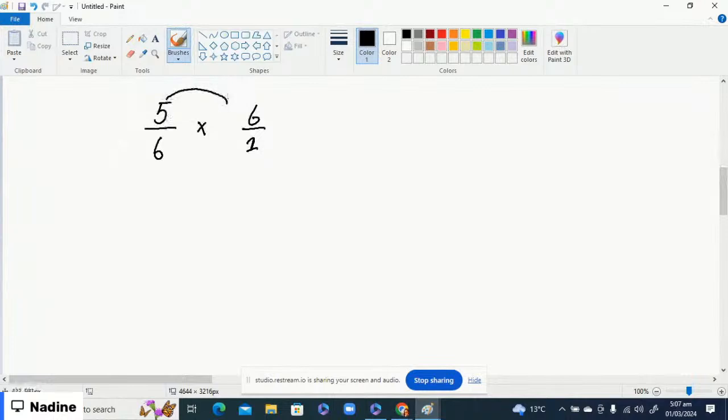Multiply the numerators with each other and multiply the denominators with each other. What is the answer? 5 times 6 is, anyone? 5 times 6 is 30 and 6 times 1 is 6. Now, if you want to divide more, what is the answer?